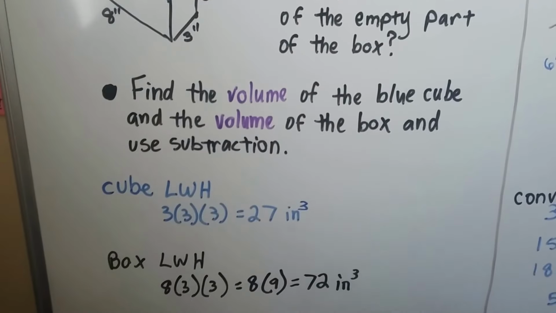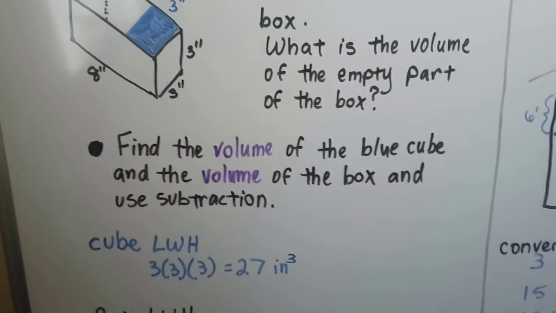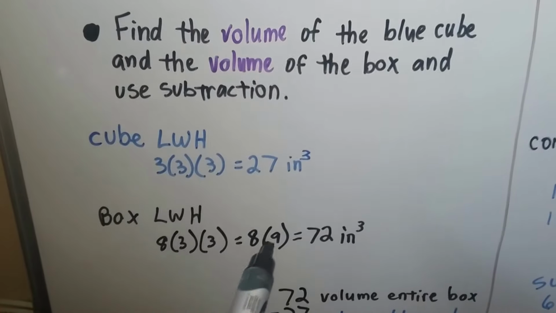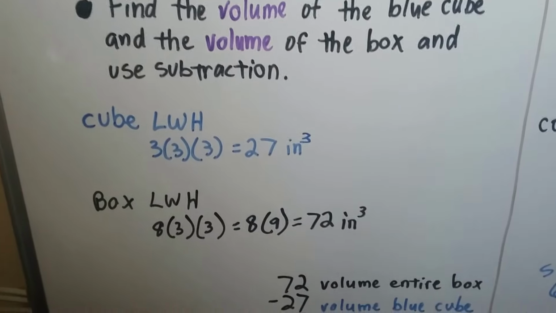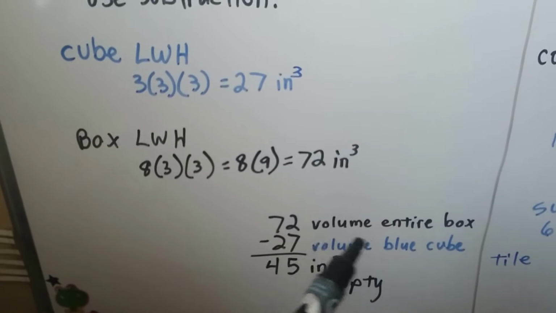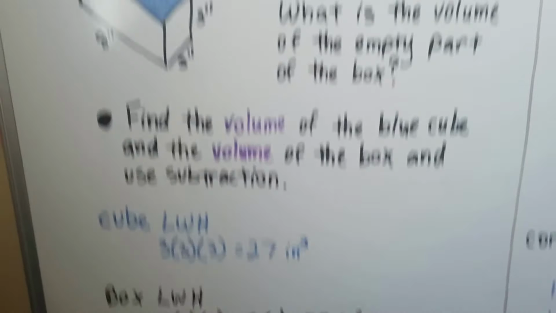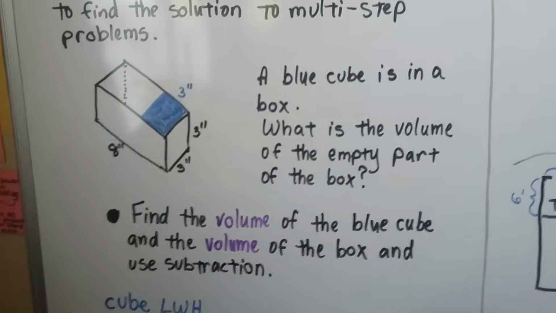For the box, it's also length times width times height. So we're going to do 8 times 3 times 3. That's going to give us 8 times 9, which is 72 inches cubed. We find the difference between them. We subtract the blue cube and get 45 inches cubed for the empty part. So we know that's 45 inches cubed. Okay?